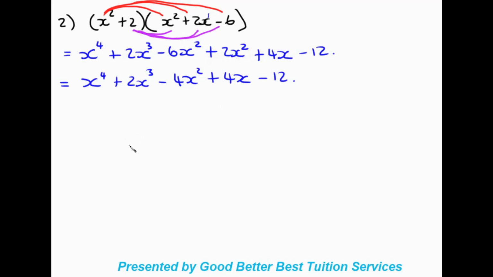So very important, even if it takes you extra time, when you're practicing, you need to write in timesing x squared into x squared, into 2x, and then x squared into negative 6. Same with the 2 times into the bracket. Break down your examples. Okay guys? And that will make it easier to work through.